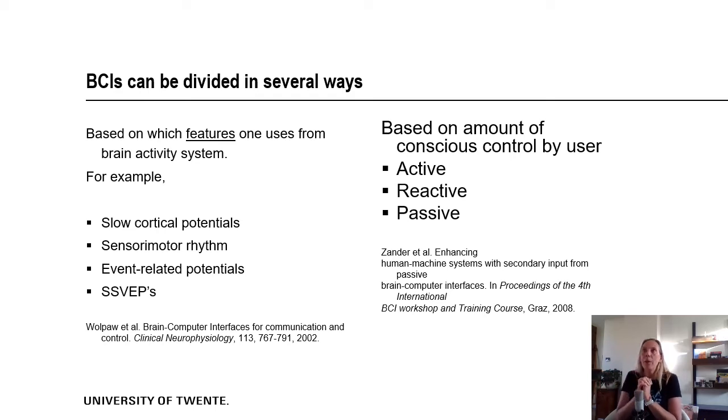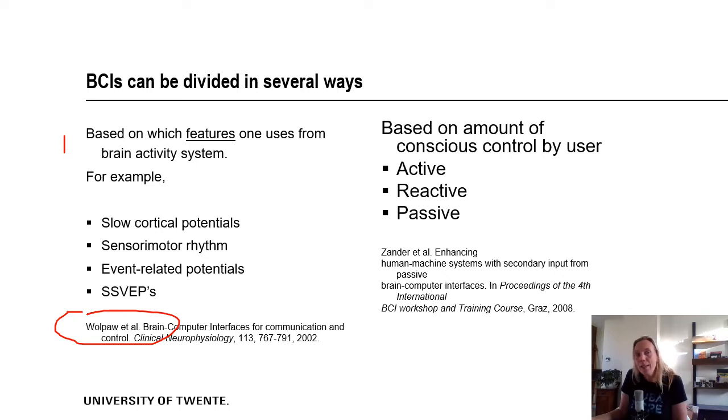Another way to separate them is to sort them according to the feature in the brain activity that we use. That's this categorization, and Wolpaw et al. have made a very nice paper out of this. So for example, features you can use are slow cortical potentials, sensory motor rhythms, event-related potentials, or steady-state visual evoked potentials in the EEG. I will show you some examples in this lecture.